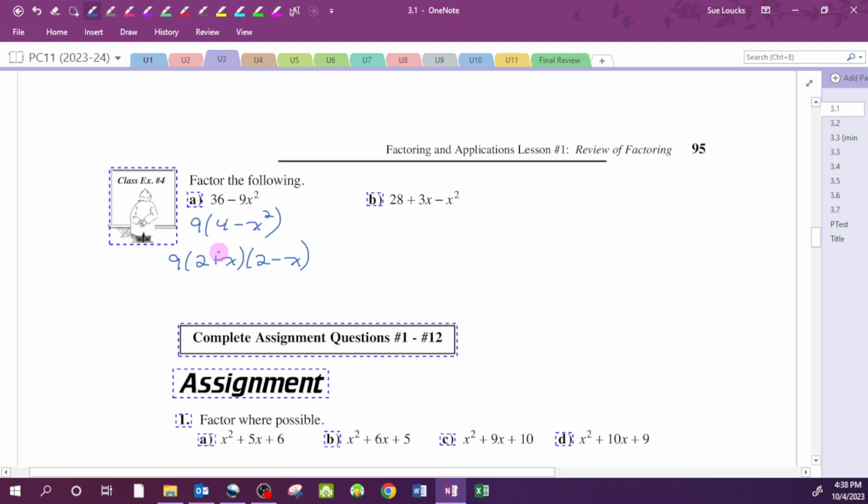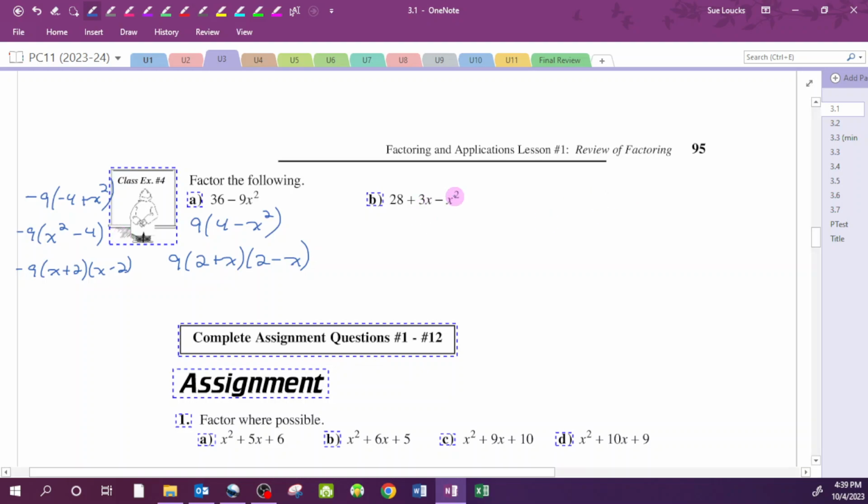There's actually another way you could factor that. You could factor out a -9 like this, and then you would have -4 plus x squared, which you could then write as -9 times x squared minus 4, and then you get -9 times x plus 2 times x minus 2. And these are actually equivalent, which we'll see in just a minute when we do this other example here.